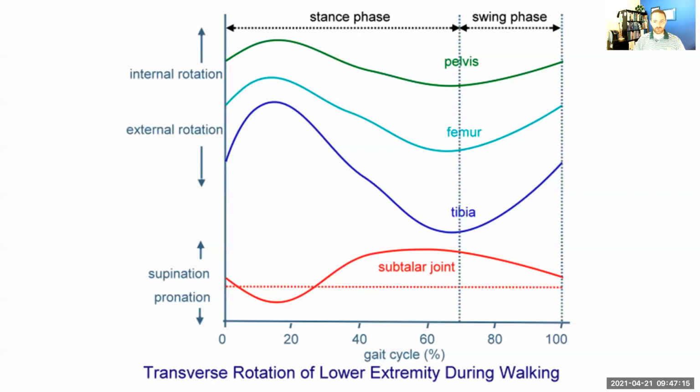Again, supination and pronation are occurring at the subtalar joint, whereas the talocrural joint is primarily where we see dorsiflexion and plantar flexion. I hope this overview has helped in terms of linking the pelvis to the femur, to the tibia, and now to the foot and ankle.